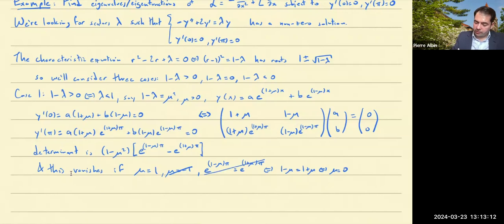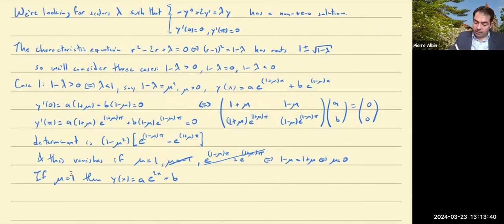Which means that the only case here is what happens if mu is equal to 1. Right? If mu is equal to 1, then y of x would be equal to a e to the 2x plus b. And if we put in our boundary conditions, right, since they both involve the derivative, the constant term would vanish when you take a derivative, and so you're just going to get that a is equal to 0.